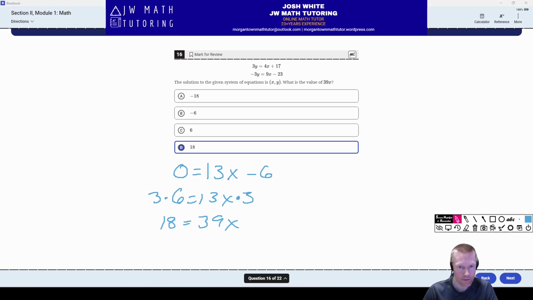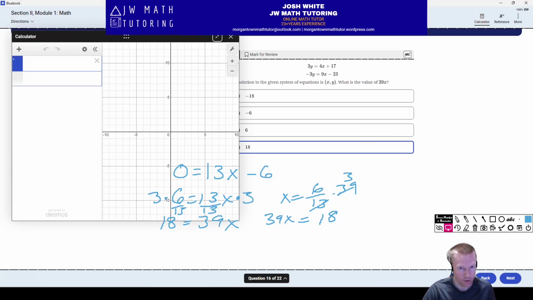However, if you don't see that or understand it, that's fine. You can instead just divide by 13, and you can get x equals 6 over 13, and then you can multiply that value of x by 39. And again, you could do this in Desmos. You don't have to do this by hand, but 13 goes into 39 3 times, and you get 6 times 3, 18.